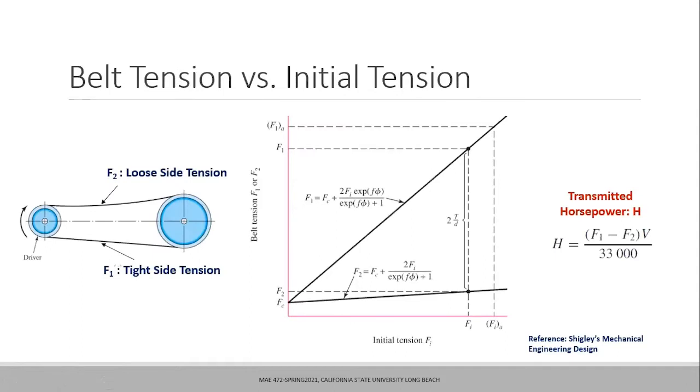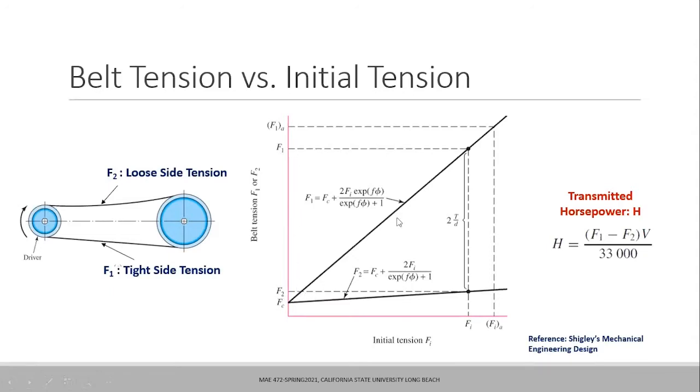And this is the part where I stopped our discussion last week, which is to show how the initial tension plays a role in deciding how much torque can be transmitted. This chart is very important. This figure shows how the tensions on the belt vary as a function of the initial tension. On the x-axis is the initial tension in the belt, and on the y-axis is the tension on the two sides of the pulley, F1 and F2.